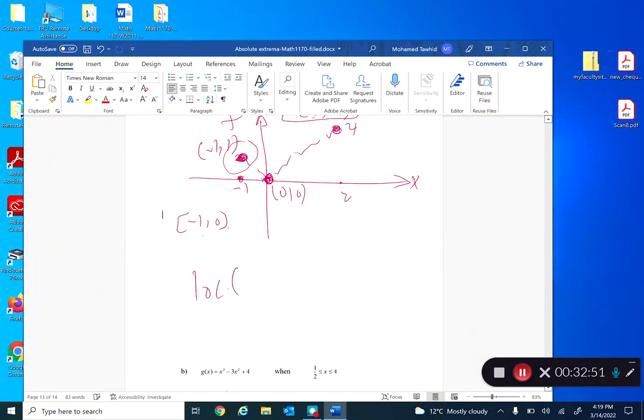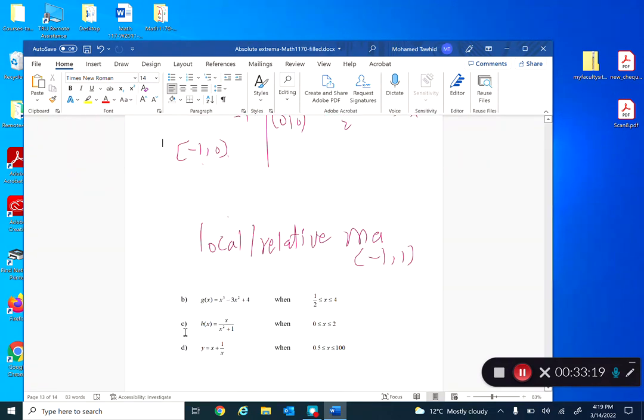Sometimes we call it local, or sometimes we call it relative. So local or relative. What do you have here? That is a maximum, right? Which is -1 and 1. Here we have a local maximum, and I have to tell you that every global extremum is local, but every local cannot be global, right? So here I should write it as a remark.